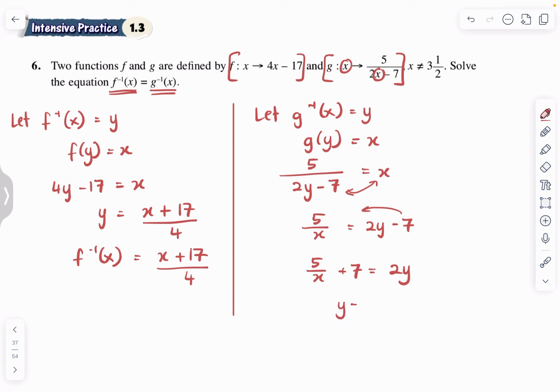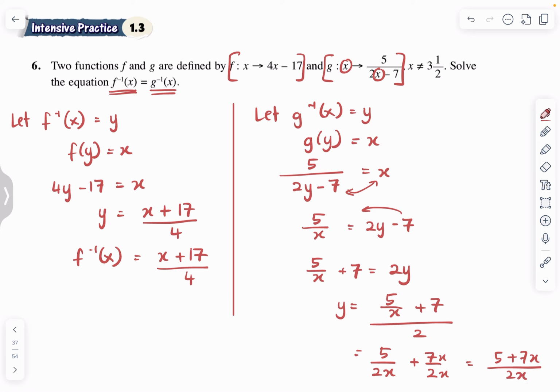Okay, let's just write it. 5 over x plus 7, divided by 2. How to divide this by 2? This will become 5 over 2x plus 7 over 2. If you want to make it into one simple fraction, we times x on both sides. So this will then become 5 plus 7x over 2x.